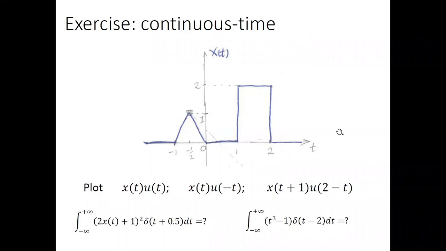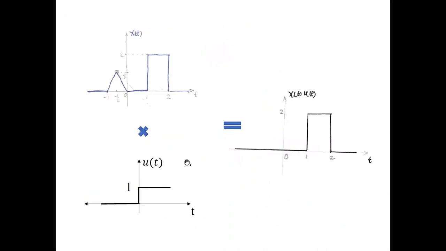Okay, time for the solution. The first is x of t times u of t. U of t is the standard unit step. So everything to the right of t equals 0 keeps the same. That's why we still keep this rectangle. But everything to the left, since it multiplies with 0, is eliminated at 0. So everything to the left is eliminated.